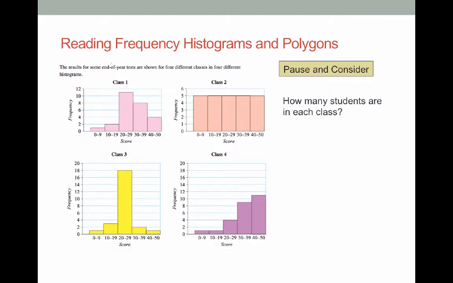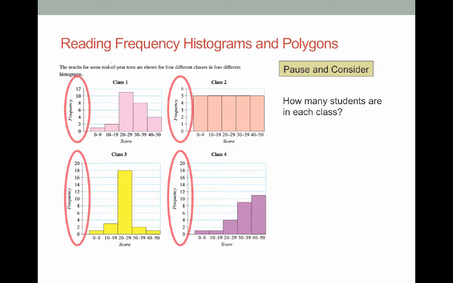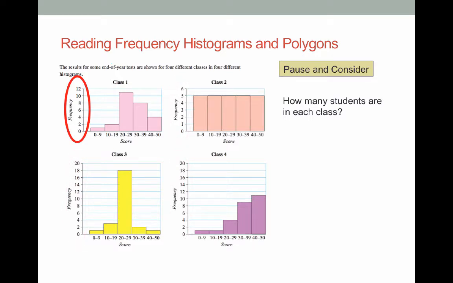How many students were in each class? Pause and consider your answer. Okay. If you take a look at the frequency, that will give you an indication of how many students are going to be in each class. We need to read off the columns in order to work out how many students there are in each particular class. So let's look at class number 1. If we were to read off the columns and add up the totals, we could see that there were 25 students in the class.